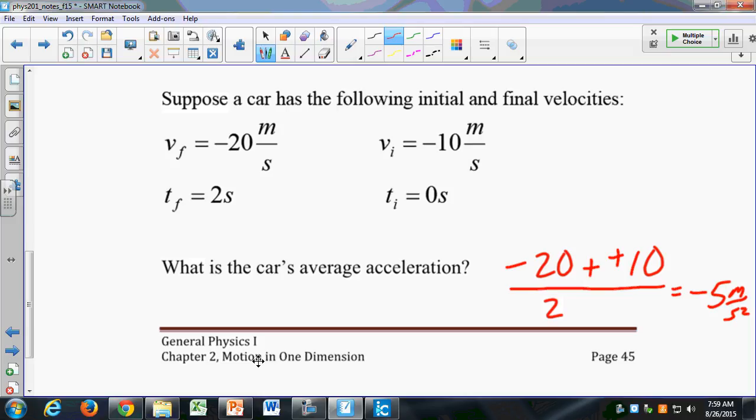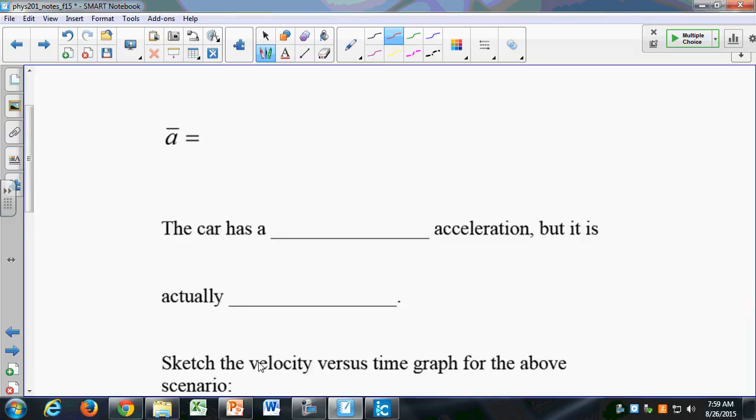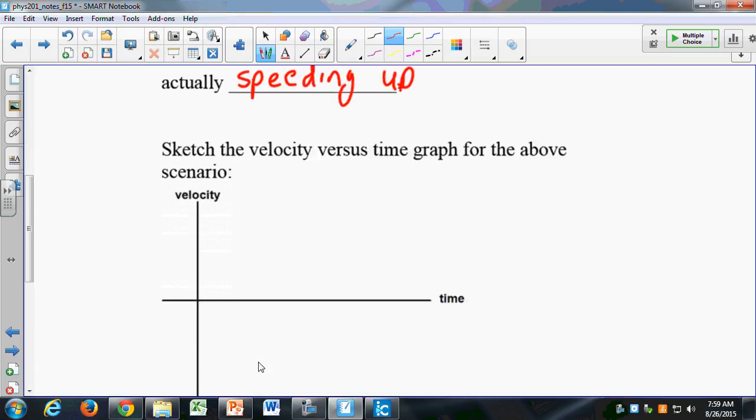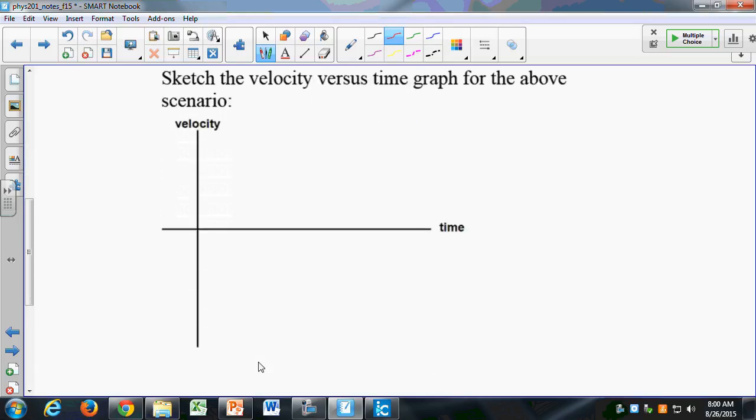Let's think about how that graphs. Let's see. Can I go down from here, y'all? So the car has a negative acceleration, but it's actually speeding up. I want you to graph this scenario. If you were to graph this, what would the velocity versus time graph look like? What would the velocity versus time graph look like for that scenario?